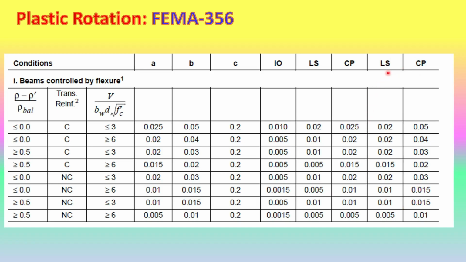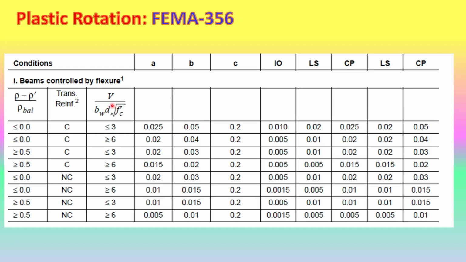Now this table is to be read by the steel ratio first. Rho is the tension steel ratio, rho dash is the compression steel ratio, and rho balance is the balanced steel ratio. So this is the value given in the first column. Second column is the reinforcement, whether it is compliant or non-compliant. Compliant is C, non-compliant is NC. Compliant means it is following the ductile detailing code of the corresponding country. So when it is following the ductile detailing code, we say it is compliant, and the letter C is used here.